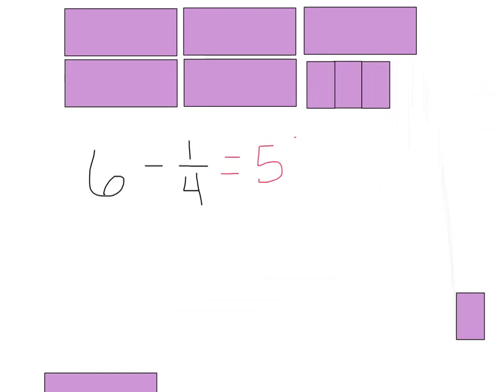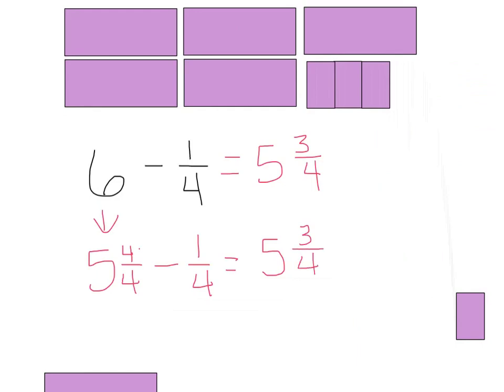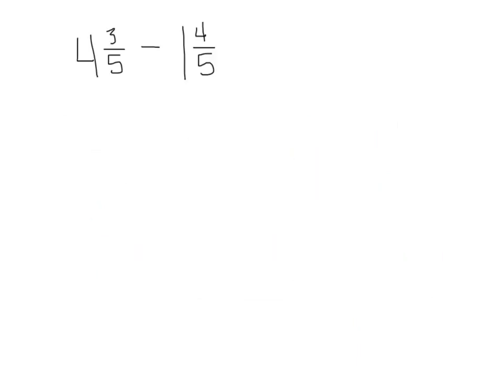So 5 3/4. If I was going to write this down, I would rewrite 6 as 5 4/4 minus 1/4. 5 minus nothing is 5, and then 4 minus 1 is 3, and then the size of our piece doesn't change, fourths. Okay, here's a follow-along problem.